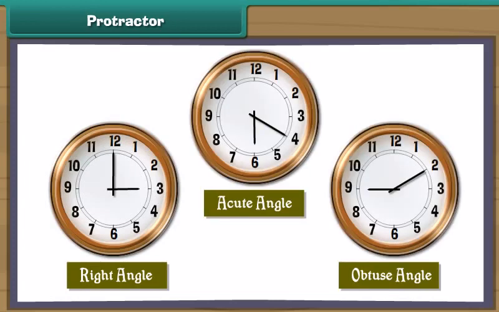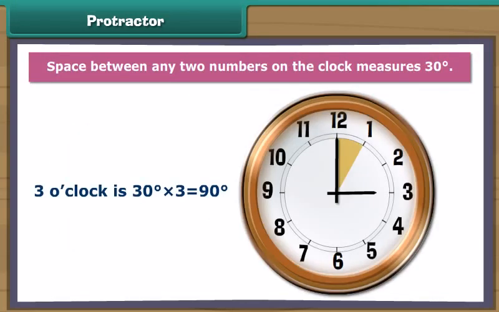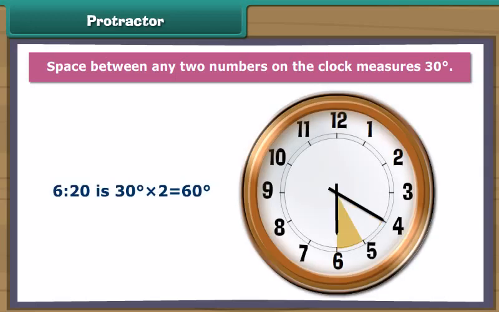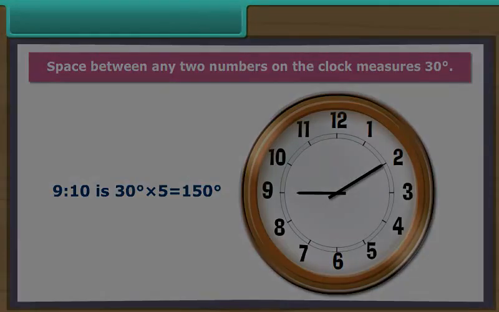The angles made by the hands of a clock can be worked out without the help of a protractor, because space between any two numbers measures 30 degrees. By this logic, we can measure 3 o'clock as 30 degrees multiplied by 3 is equal to 90 degrees. 20 past 6 as 30 degrees into 2 is equal to 60 degrees. And 10 past 9 as 30 degrees into 5 is equal to 150 degrees.